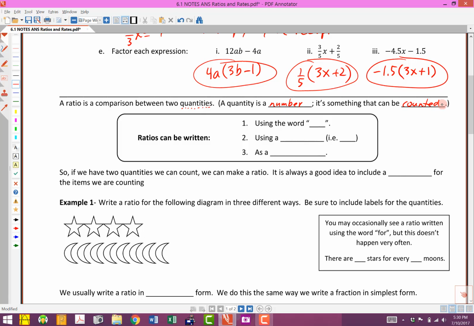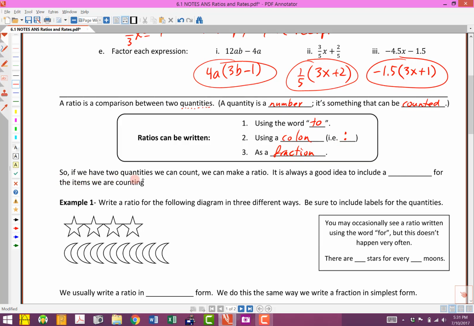And we usually write ratios one of three different ways. We write it with the word "to," we write it with a colon, like this, the little dots there, and then we also write it as a fraction. Of these three, this is probably the best way to write it in a math class. So we're going to spend a lot of time writing them as fractions, but we're also going to write them with the word "to" and with this colon symbol.